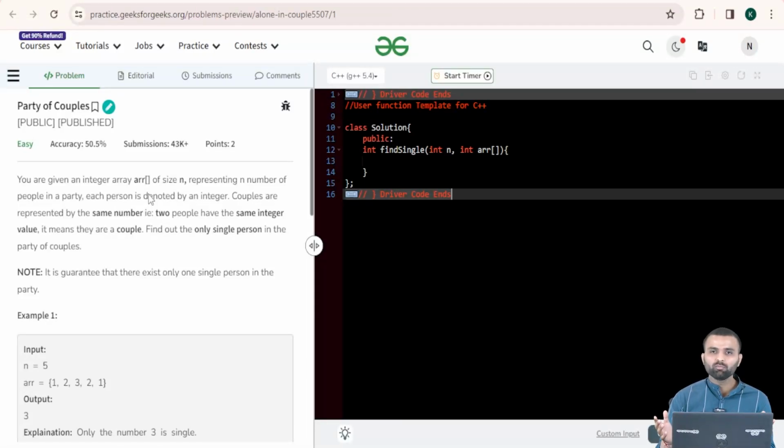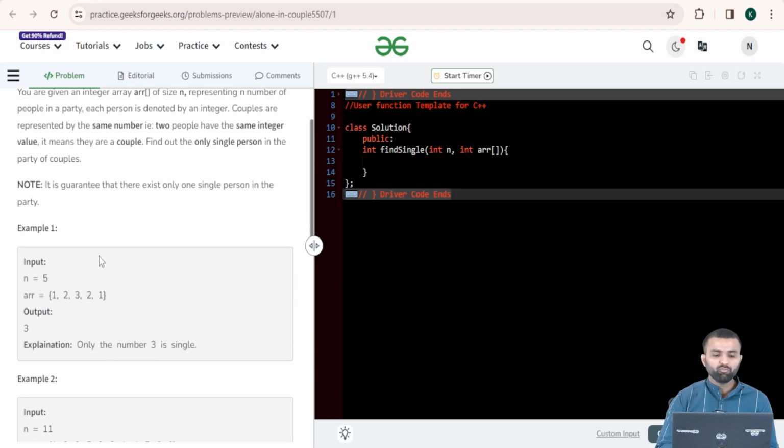Let's talk about today's problem. Our problem name is Party of Couples. Let's read the question first. You are given an integer array of size n representing n number of people in a party. Each person is denoted by an integer. Couples are represented by the same numbers. Two people with the same number are couples, right? We have to find the only single person in a party of couples. It is guaranteed that there exists only one person who is single in the party. We have to return that single person.